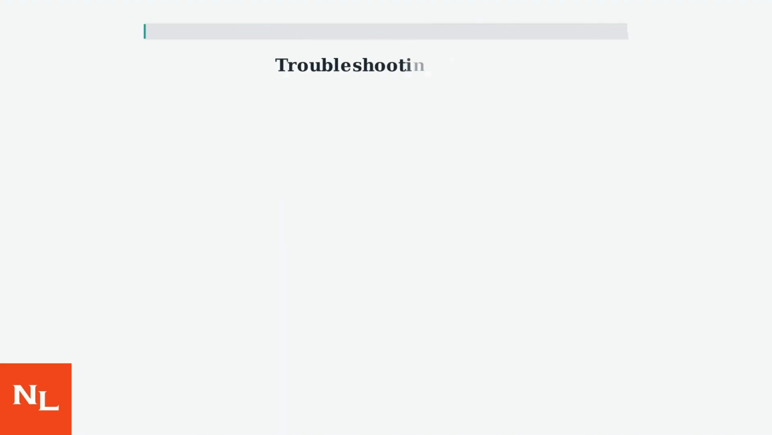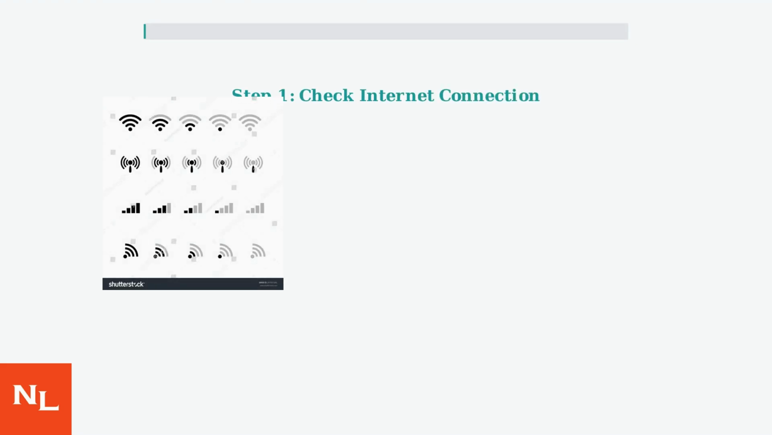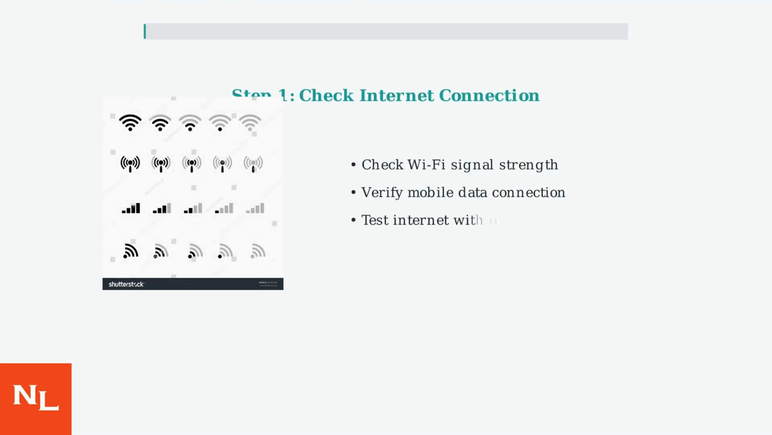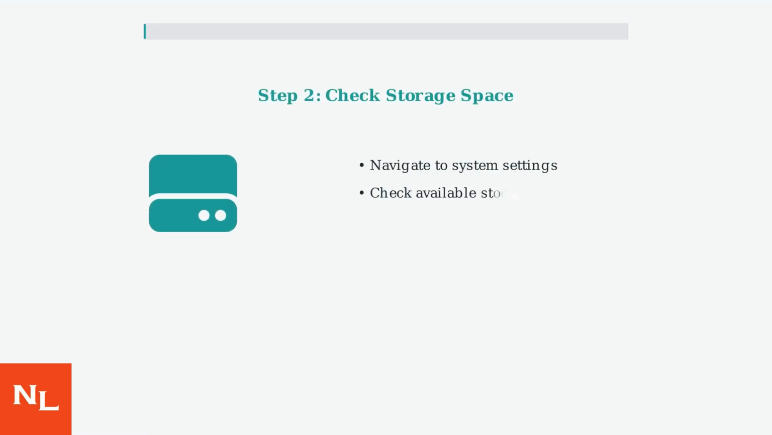When your Camry's infotainment system shows an application cannot download error, follow these systematic troubleshooting steps to resolve the issue. Step 1. Verify your internet connection. A stable Wi-Fi or mobile data connection is essential for downloading applications to your infotainment system. Step 2. Check available storage space on your infotainment system. Insufficient storage is a common cause of download failures. Delete unnecessary files or applications to free up space.